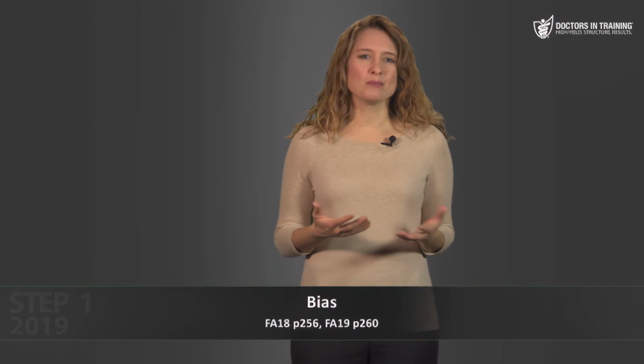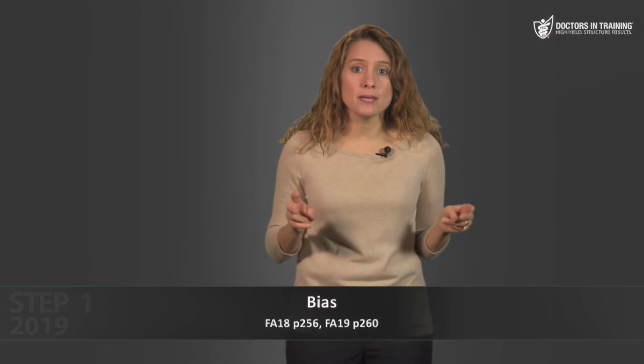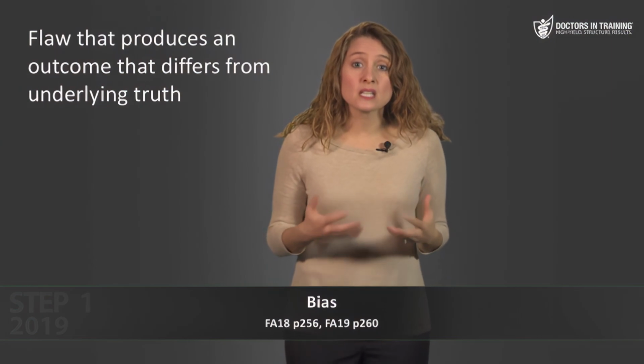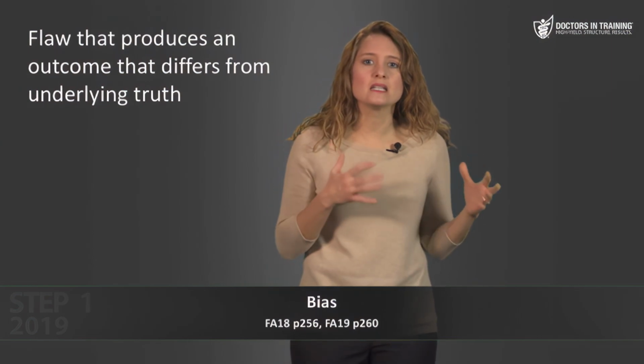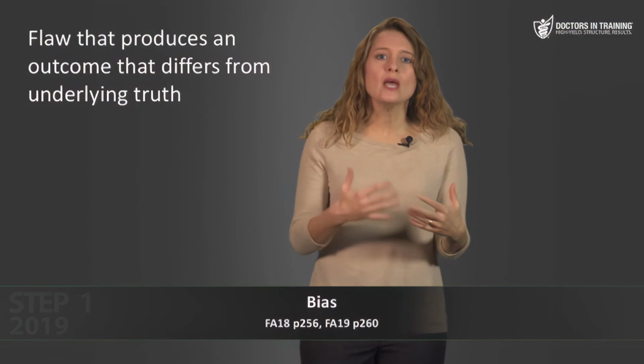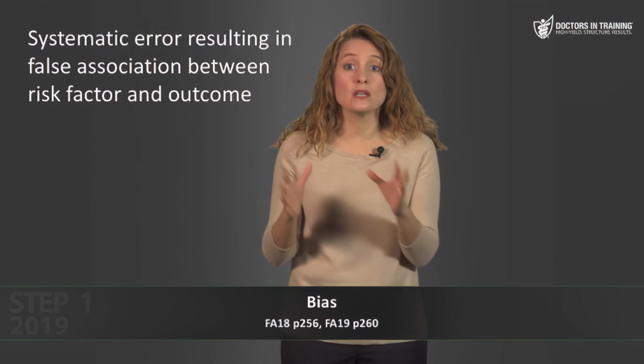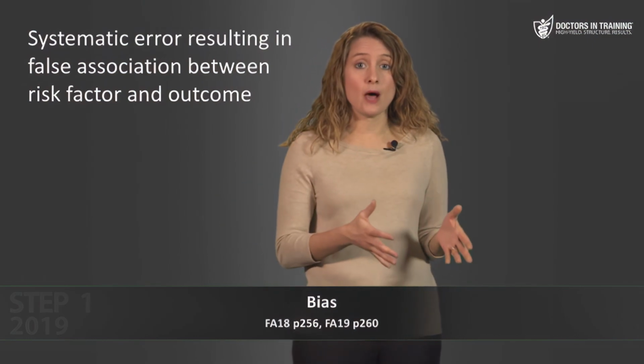Let me mention 3 things here that should always be considered. These are bias, confounding, and random error. Let's talk about bias. Now, when bias is used in casual conversation, it usually implies some sort of prejudice or lack of objectivity. For instance, we talk about somebody with a biased opinion. But in epidemiology, that's not an accurate description of bias. What we're talking about here is a flaw in the way a study is conducted or produces an outcome that's different from the underlying truth. There's some kind of systematic error in some phase of a study which results in a false association between the risk factor and the outcome.